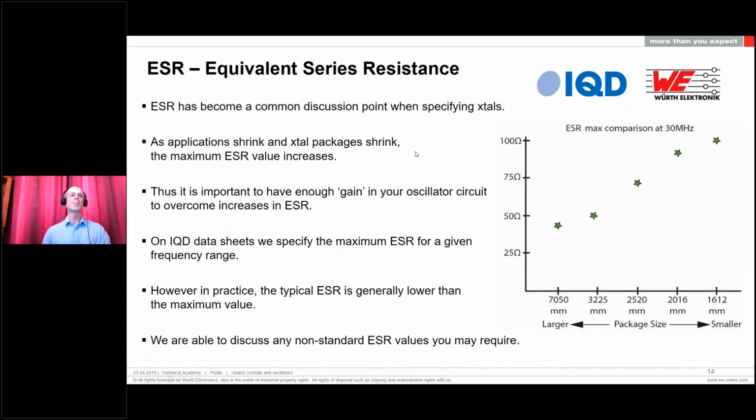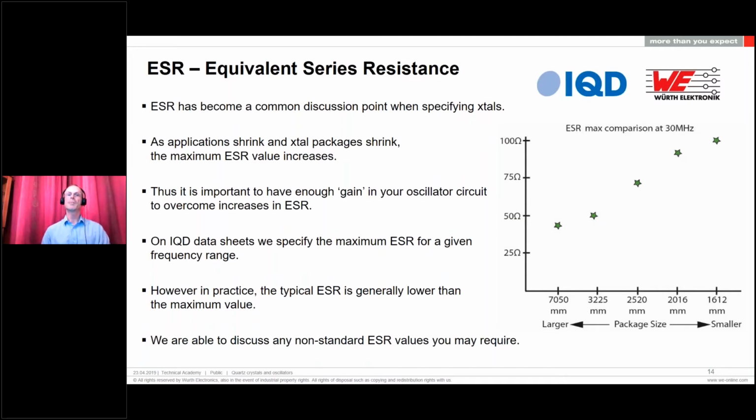I wanted to touch also on ESR again. ESR has become a common discussion point and it's quite a hot topic. The number one thing you have to remember is, as applications shrink, and thus crystal packages shrink, the maximum ESR value increases. So it's important to have enough gain in your oscillator circuit to overcome increases in ESR. On IQD datasheets, we specify the maximum ESR for a given frequency range. However, in practice, the typical ESR value is generally lower than the maximum value. We are able to discuss any non-standard ESR values you may require, so please come and talk to us.